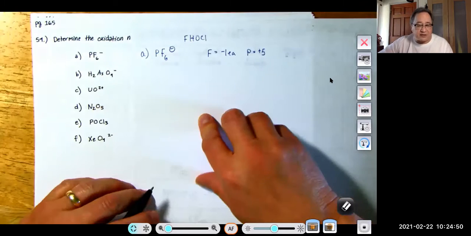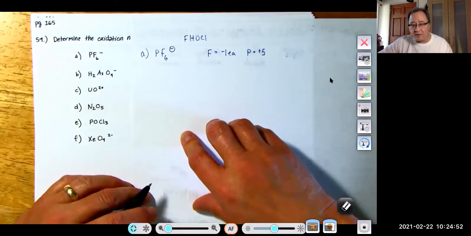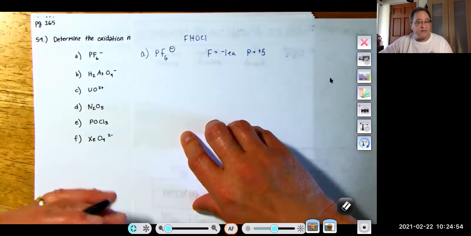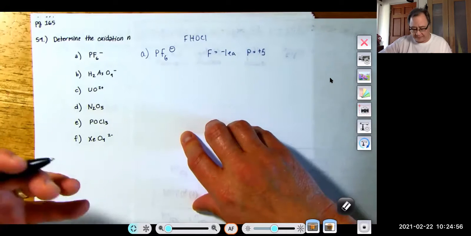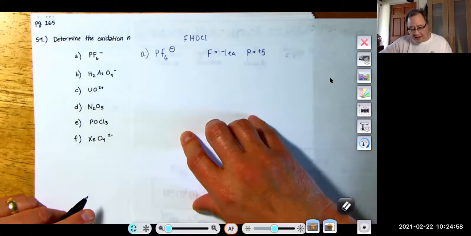Now, when you're writing out oxidation numbers, you do want to write pluses and minuses. Don't leave the plus off. Any questions about A?